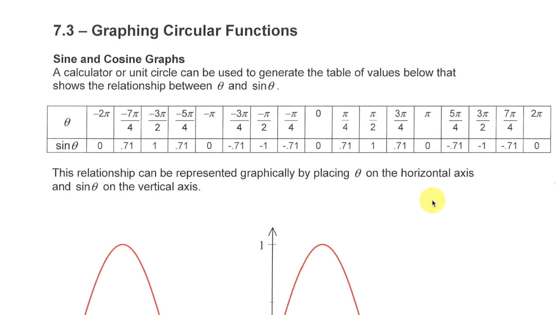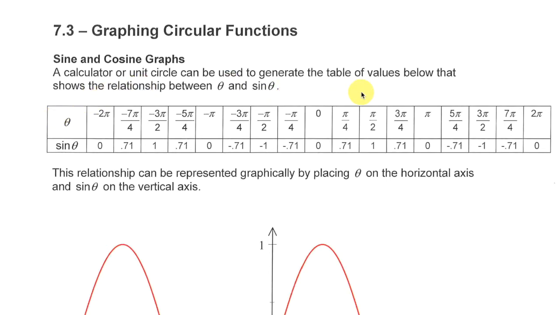3, graphing circular functions. The first graph we're going to take a look at is a sine graph. So here I have a table of values. I've got theta ranging between negative 2 pi going through to 2 pi, and they're in increments of pi on 4, as can be seen. And then we have the corresponding sine of those angles. So the angles, of course, given to us are in radians.